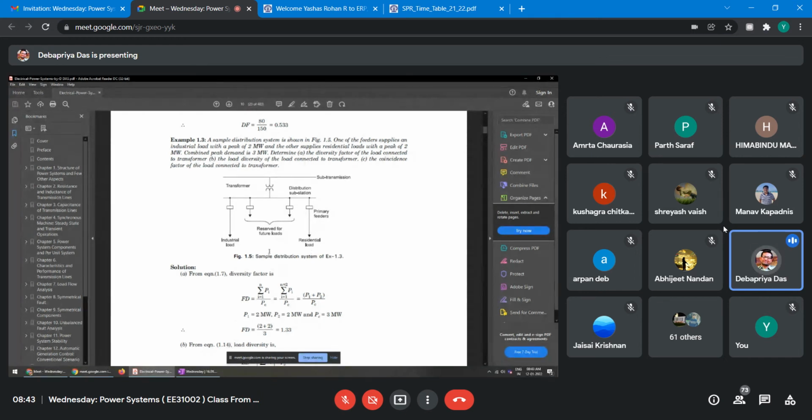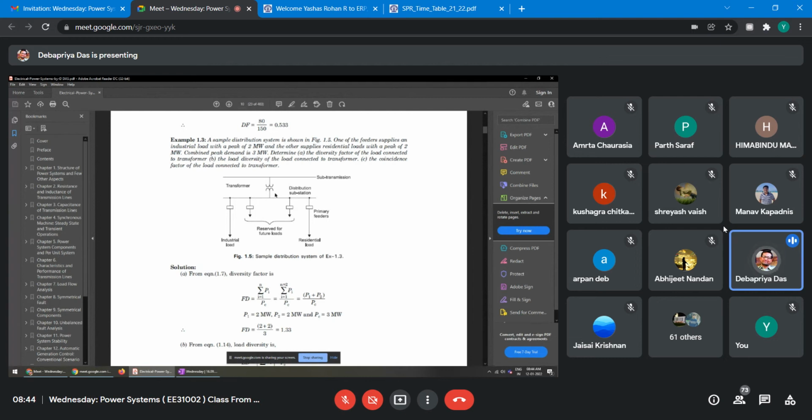So this is the industrial load, and there are two feeders. This one is supplying residential load, and some other feeder is reserved for future load. Something like this, and this is a transformer, and this is your distribution substation. For example, this side may be 33 kV, this side may be 11 kV, this side may be 66, this side 11, this side may be 66.